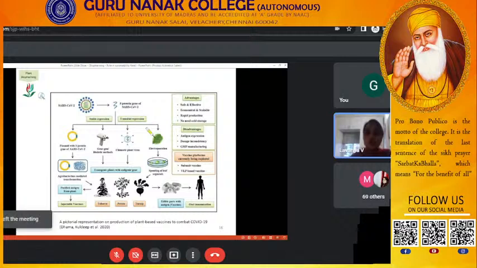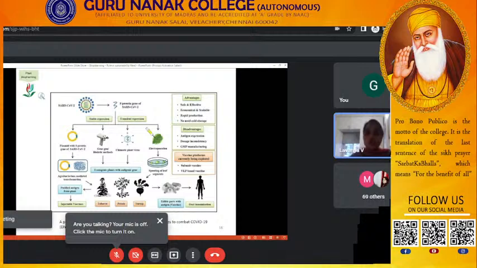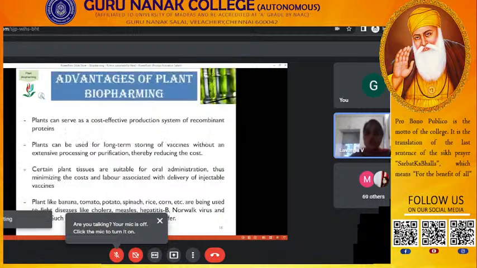So the transgenic plants with the antigenic gene will then be produced, and depending on whether it is an edible plant, the edible part with the vaccine can be orally consumed, after which the person will be immunized, or the vaccine can be purified from the plant, resulting in injectable vaccines.